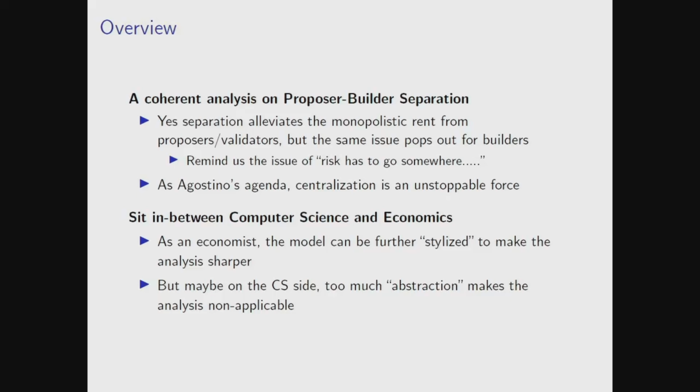The ingredients that I see are pretty new in the economics framework, because you have several layers of this Cournot-type equilibrium analysis. That would be useful. But if you lean too far to the CS side, then too much abstraction makes the analysis non-applicable. I also have a similar paper with Hanna, and we always try to strike the balance.